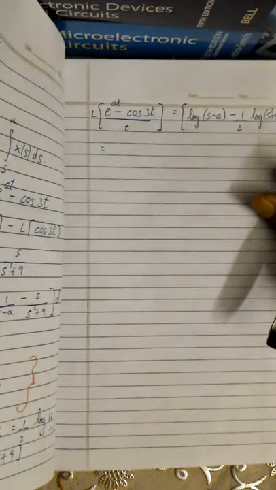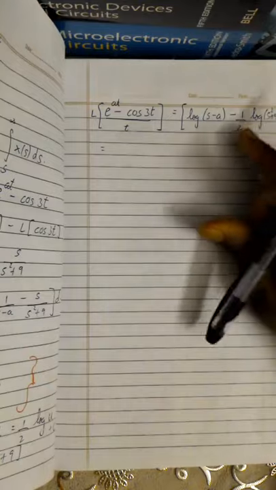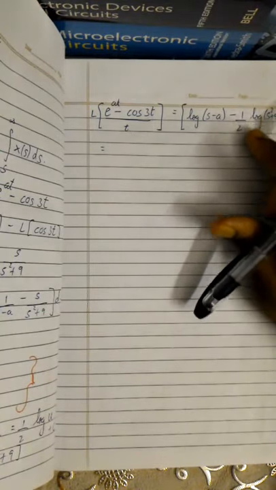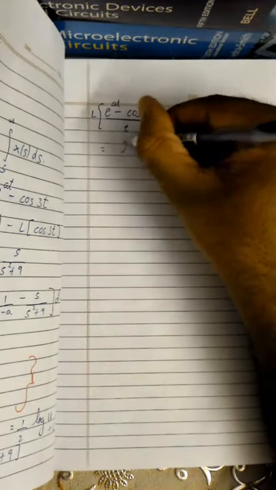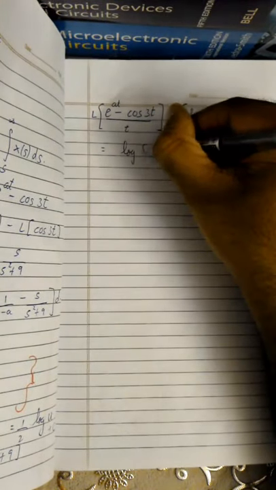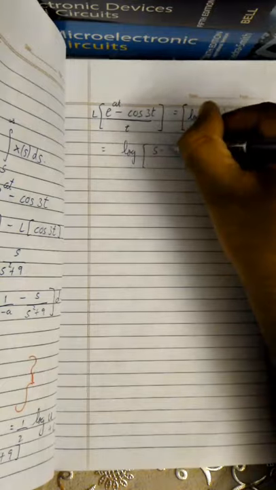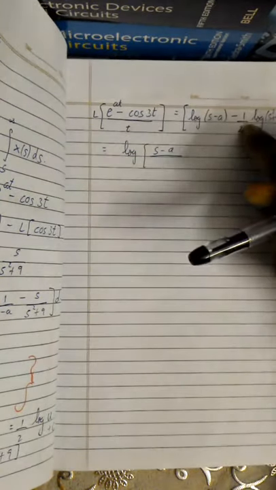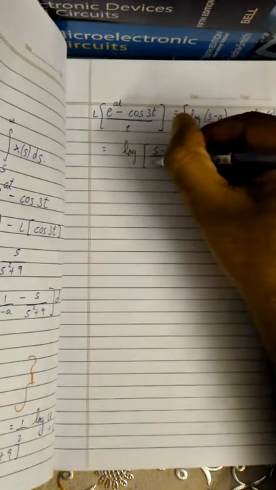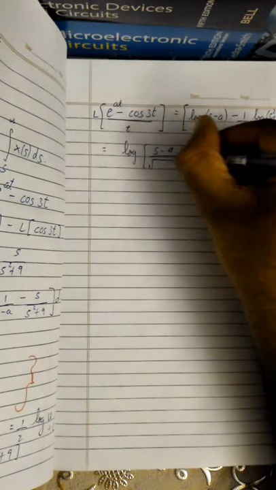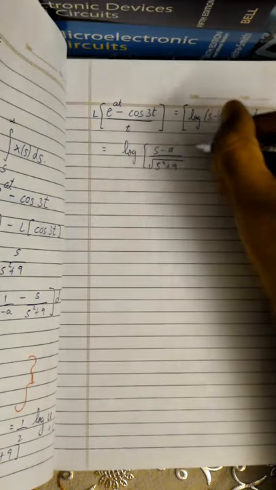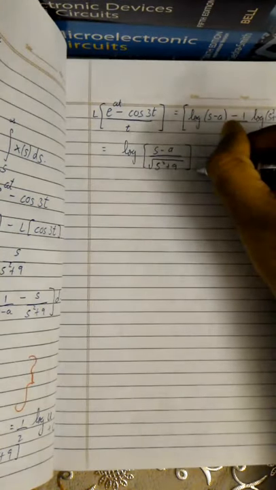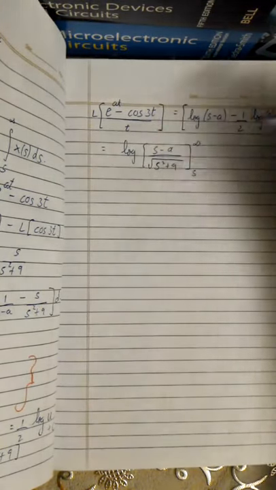This 1 by 2 log s square plus 9 can also be written as a root, right? And if I combine these two logs, then I will naturally get log of s minus a, divided by the root of s square plus 9, since the 1 by 2 is the power, from s to infinity.